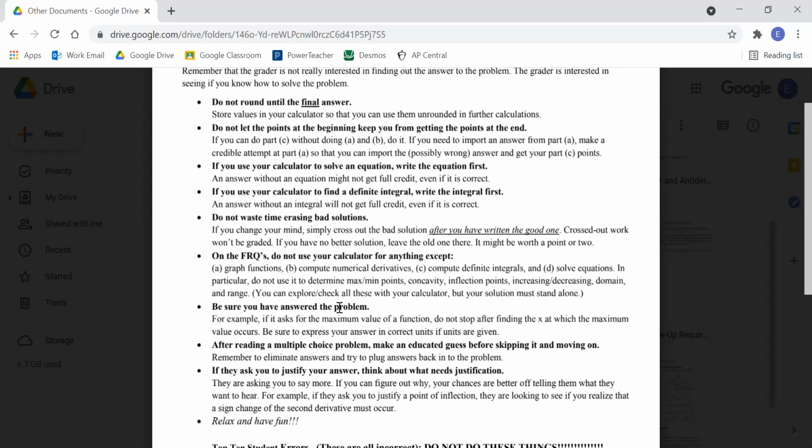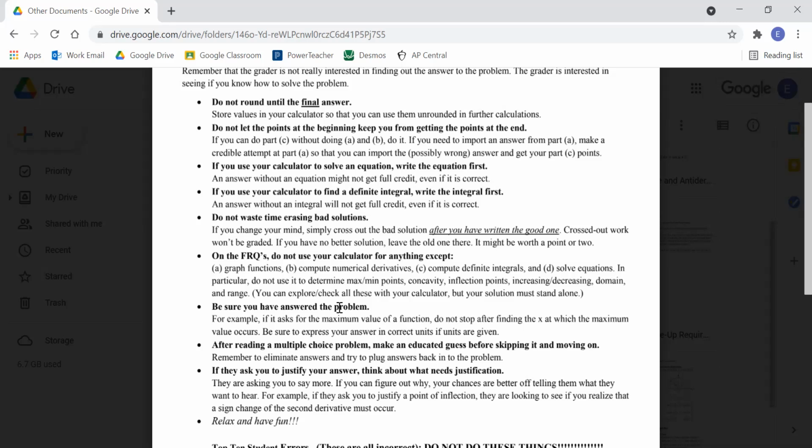Okay, it says that you make an educated guess before skipping a multiple choice question. That's all good. I'm sure you know to do that. My suggestion though is, as you're going through the multiple choice, if you come to one, you do the first 5, they take you a minute or so each. Maybe that's great. Come to number 6, and you're like, oh crap, this is going to take me 10 minutes. Don't spend 10 minutes on number 6.